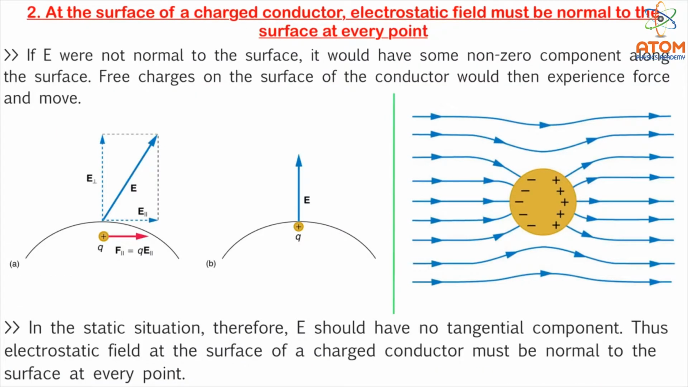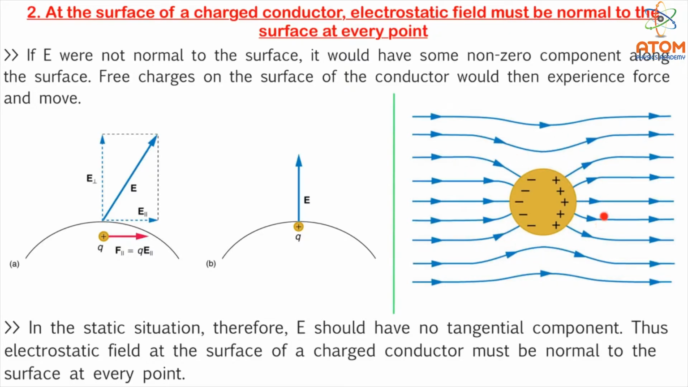Now let us see a second important fact about the electrostatics of conductors. At the surface of a charged conductor, the electrostatic field must be normal to the surface at every point. If you take any charged conductor, then on the surface obviously there will be some electric field, and that electric field will be normal to the surface at every point. That we can understand here in this figure.